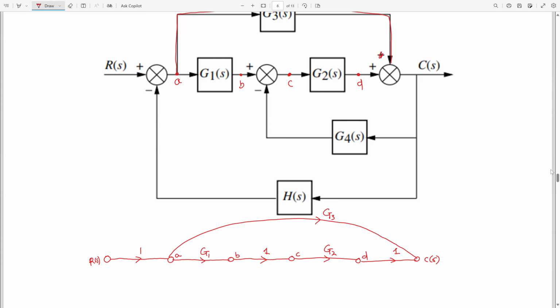If it were to be minus, then it would be minus. But in this case, it's plus. So we have to put plus there. And then we are done with that particular part.